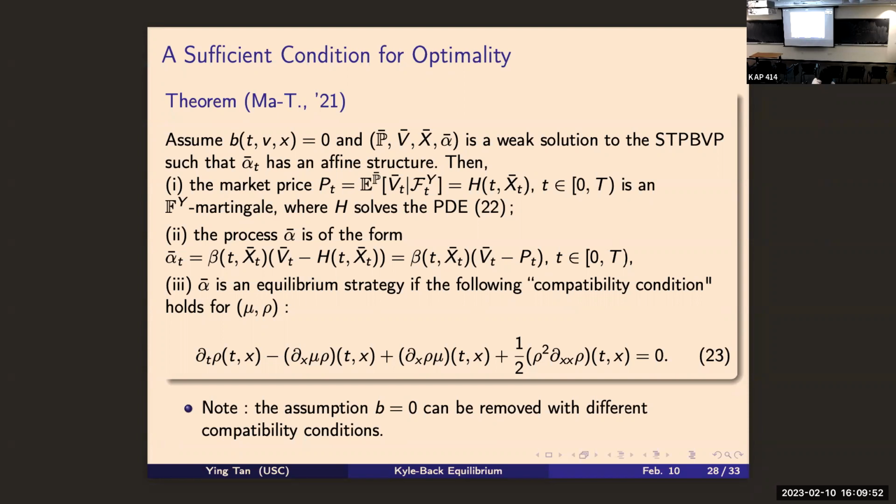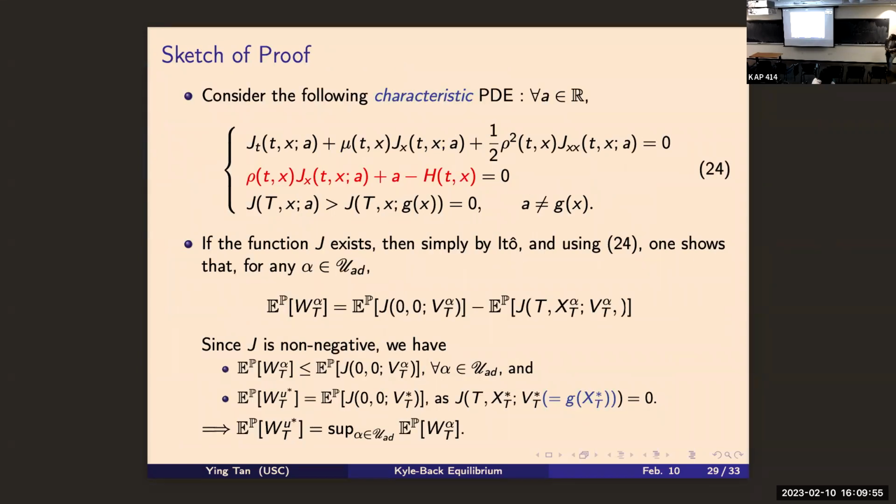So let me explain how we can show that. This is a sketch of the proof. We just consider a characteristic PDE for the function J. So J will satisfy 2 differential equations and 1 very special terminal condition. And we show that if this function J exists, we can simply apply Ito's formula, and we can represent the expectation of the terminal wealth by the difference between those 2 terms.